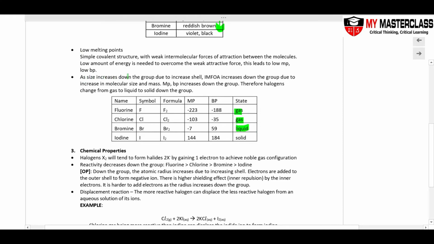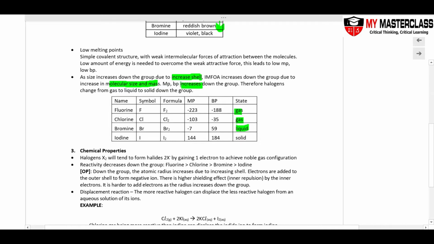Okay, as the size increases down the group due to increased shells. So period 1, I got 1 shell. Period 2, I got 2 shells. Fluorine is in period 2, 2 shells. Chlorine is in period 3, 3 shells. So the size increases down the group due to increasing shells. There will be stronger intermolecular forces of attraction. Okay, why? Due to increased size and mass down the group. So as a result, there's stronger attraction, right? Melting point and boiling point increase down the group.